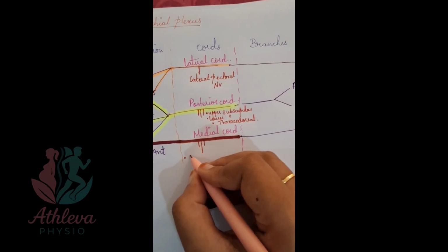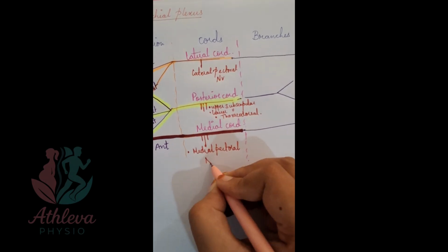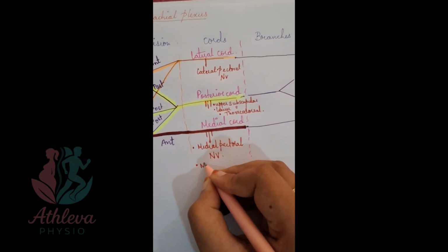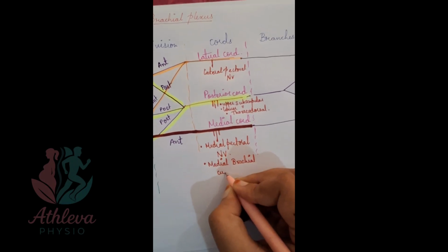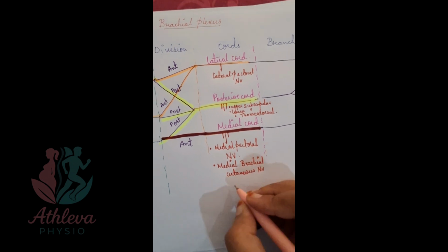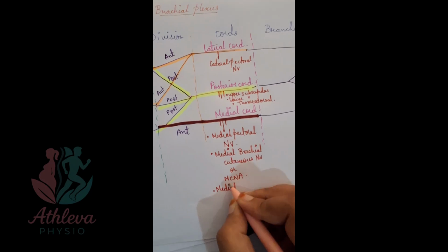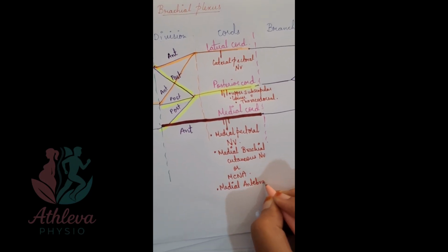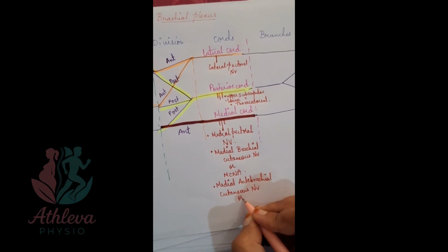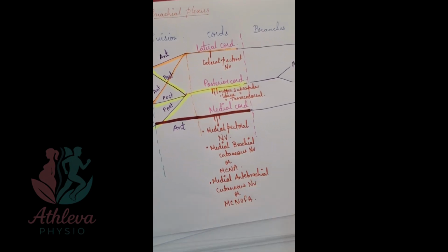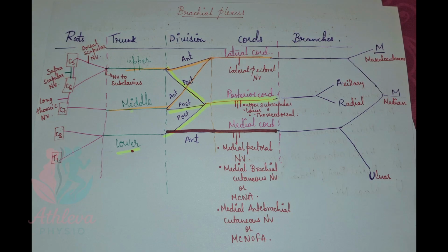Medial cord: medial pectoral nerve, medial brachial cutaneous nerve or medial cutaneous nerve of arm, medial antebrachial cutaneous nerve, which is also called the medial cutaneous nerve of forearm. So by this we have completed the whole brachial plexus.